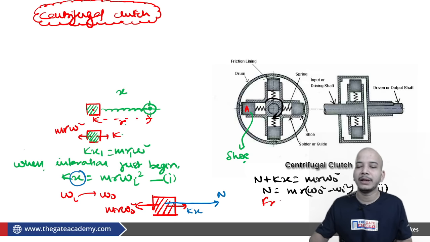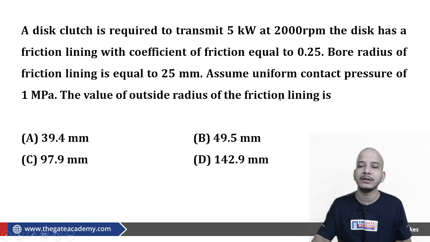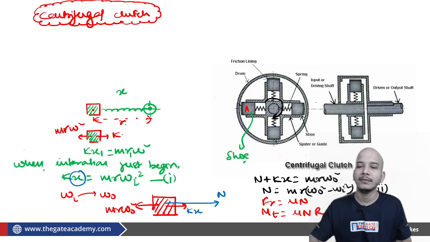We have already calculated the n, therefore the friction is equal to mu times of n. And if we know that the friction is mu times of n, then we can calculate the frictional torque as well. This will be equal to mu into n into R, where R is not the position of the center of mass of the shoe. The capital R is the inner radius of the drum.